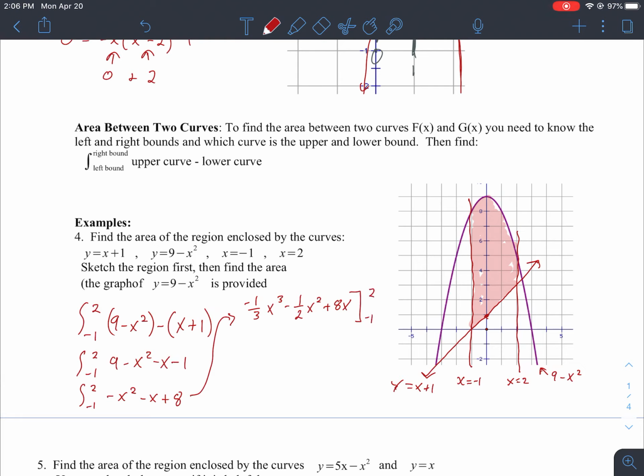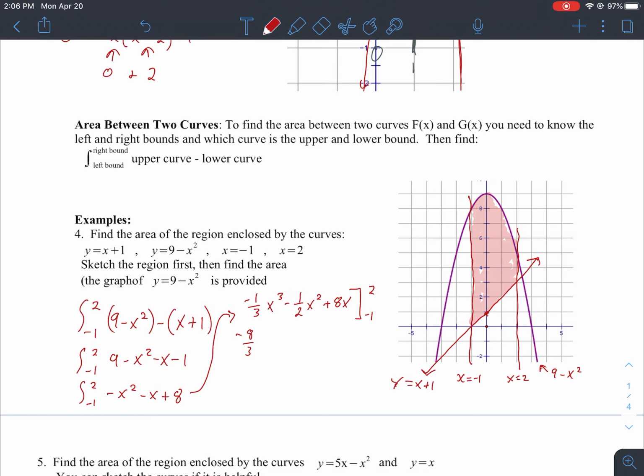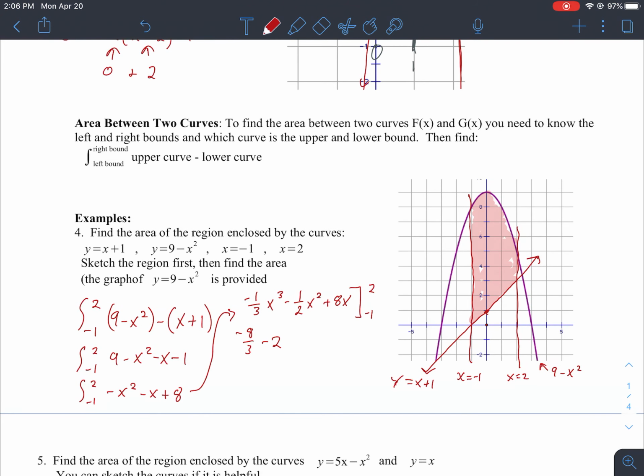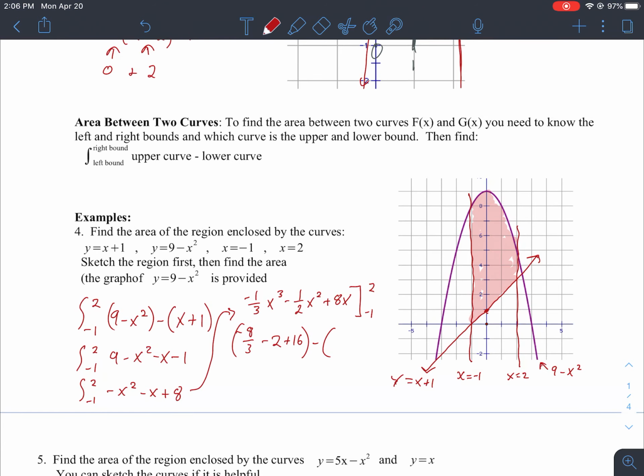2 cubed is 8 times negative 1 is negative 8/3. 2 squared is 4 times 1 is 4/2, which is 2. 2 times 8 is 16. Minus, plug negative 1 in. Negative 1 cubed is negative 1 times negative 1 is positive 1/3. Minus negative 1 squared is 1. So that doesn't change, minus 8.